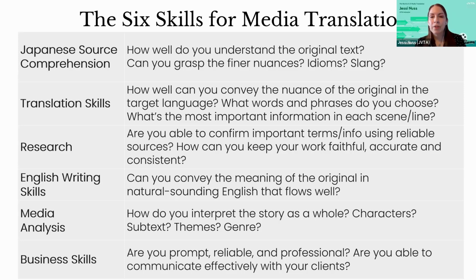Research. Are you able to confirm important terms and information using reliable sources in order to keep your work faithful, accurate, and consistent? English writing skills. Can you convey the meaning of the original in natural-sounding English that flows well? And this one is really important. You need to be a good, strong writer in English. It's not only about how well you know Japanese. Your output language is English, so you need strong English writing skills. If you're thinking about getting into translation, definitely working on brushing this up along with your Japanese language skills is highly recommended.